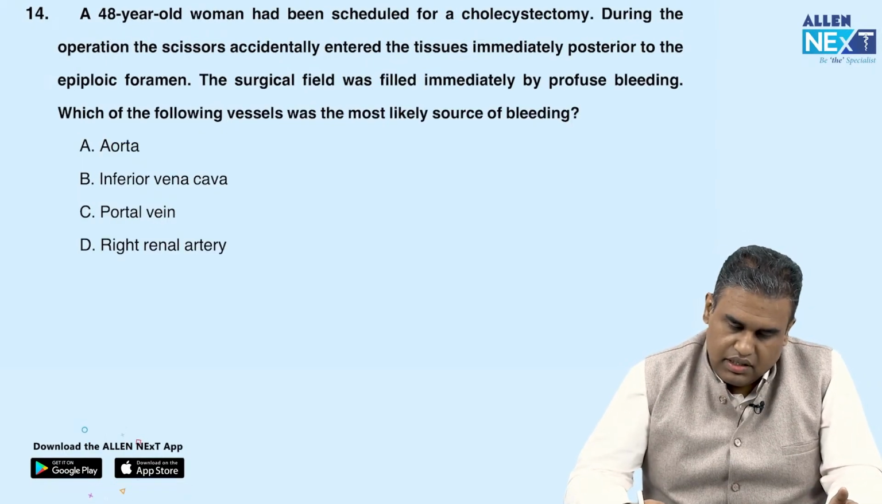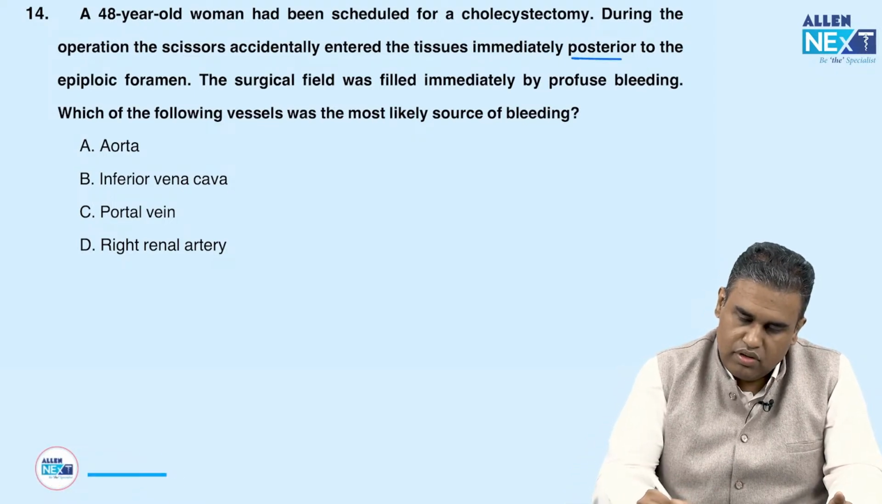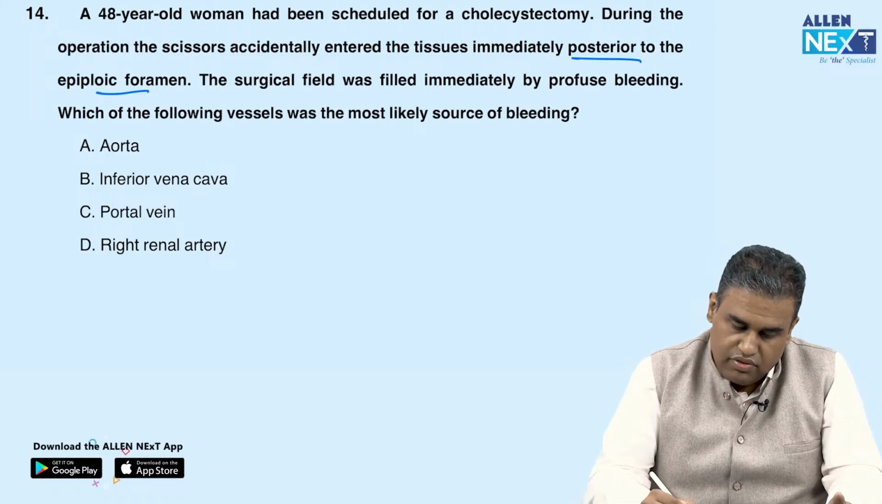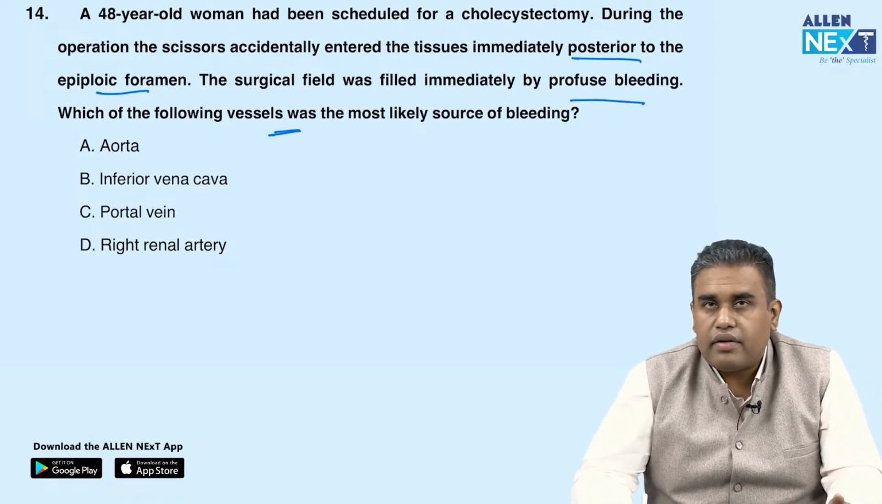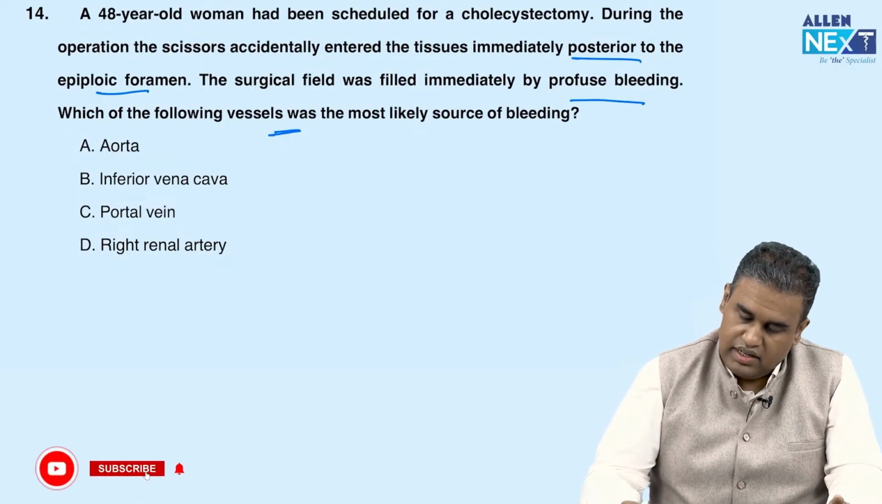A 48-year-old lady had been scheduled for cholecystectomy. During the operation, the scissors accidentally entered the tissues immediately posterior to the epiploic foramen. Then there was profuse bleeding. Which vessel was the source of bleeding? They are asking in a way the boundaries of the epiploic foramen. First of all, let us deal with the epiploic foramen. Where exactly does it lie?